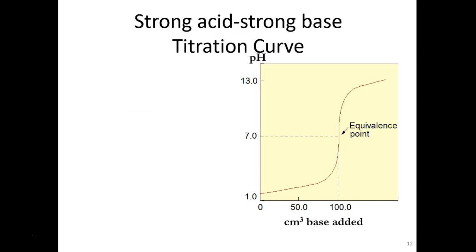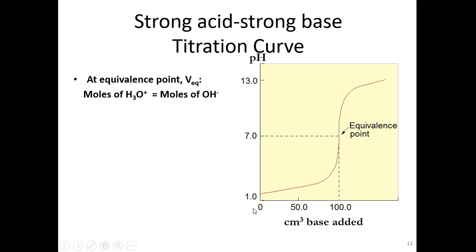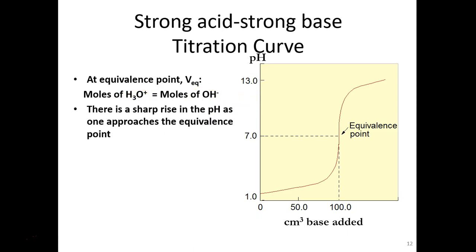All right, so let's look at a strong acid, strong base titration curve. We have milliliters of base added on the x-axis and pH on the y. At the equivalence point, which can be represented as V subscript EQ, the volume at equivalence, the moles of hydronium are equal to the moles of hydroxide. Now, one thing you'll notice is that there's a really sharp rise in pH as we approach the equivalence point.